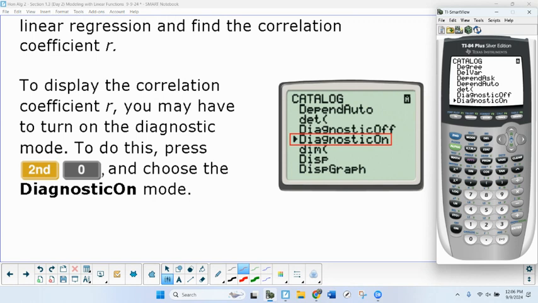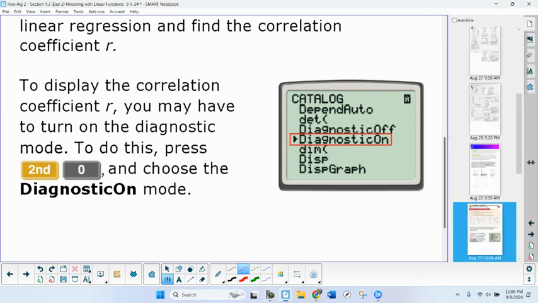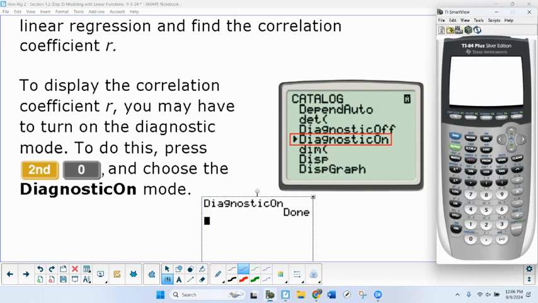And once you see diagnostics on, you hit enter and enter again till it says done. So it should say diagnostics on and done. Does anybody need help doing this? Because you won't get your R if you don't do this. Does everybody's calculator say diagnostics on, done? Okay, so now you're on your home screen. I just cleared that to get that all taken off.